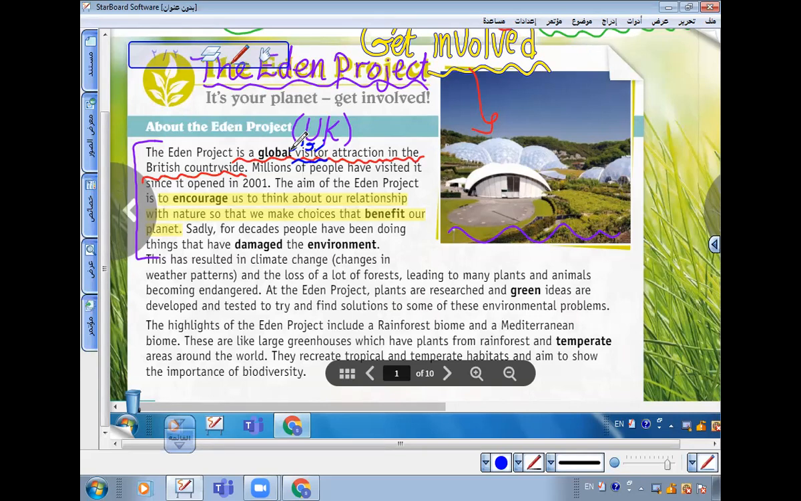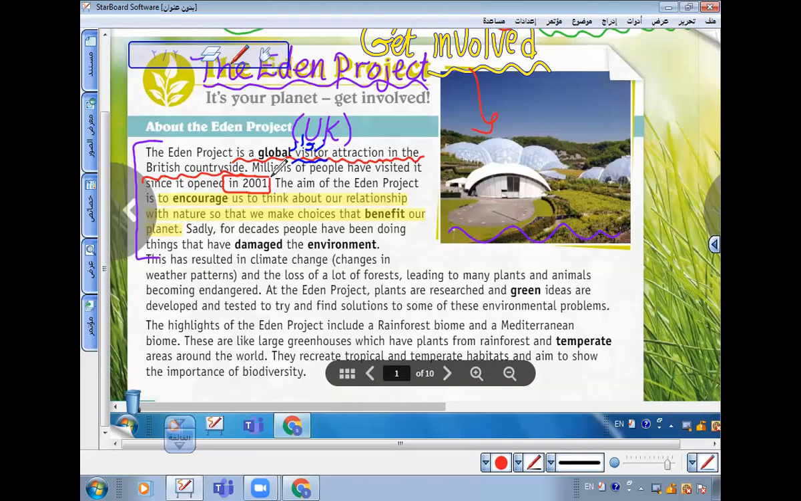Millions of people have visited it since it opened in 2002. So if I ask you, when did it open? Excellent. It opened in 2001. Okay, how many people have visited Eden Project? Yes, millions of people.